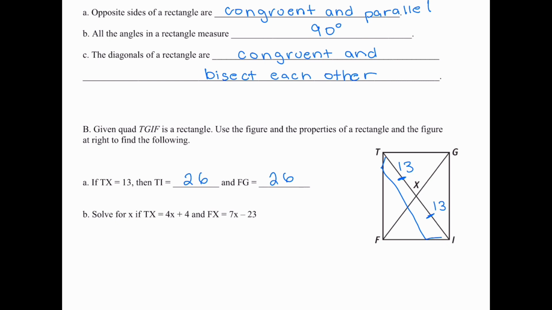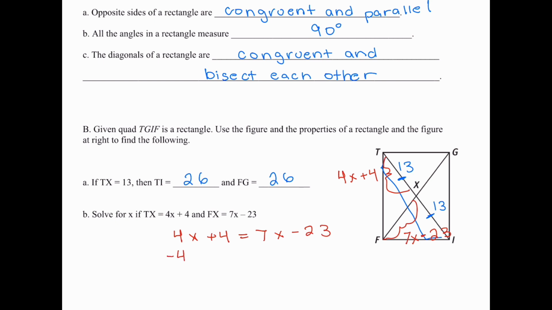Next, in part B, it says solve for x if TX is 4x plus 4. So this is pretending that we don't know it's 13 in a separate problem. TX is 4x plus 4, and FX is 7x minus 23. Well, we know that all of the parts of the diagonals are congruent, so I can say 4x plus 4 equals 7x minus 23.